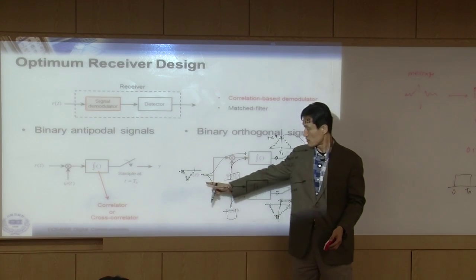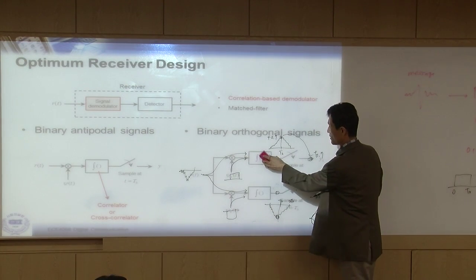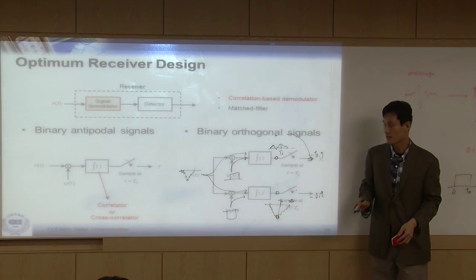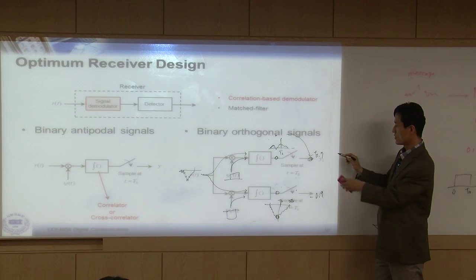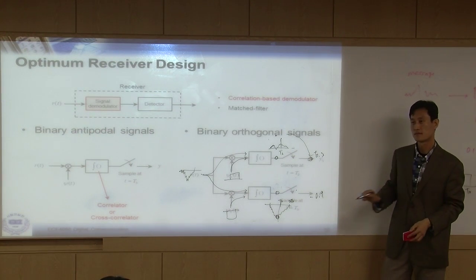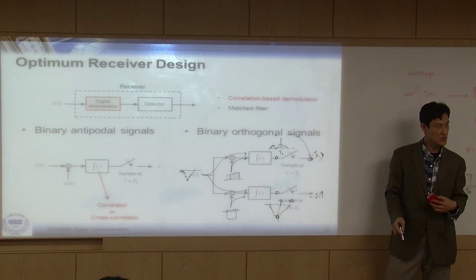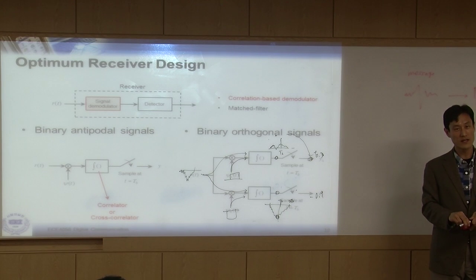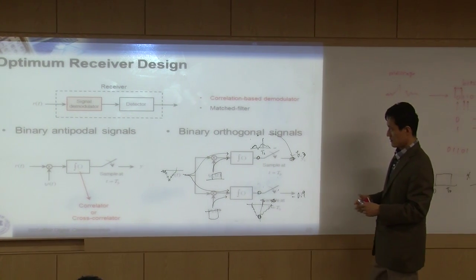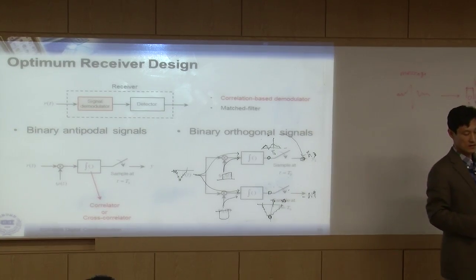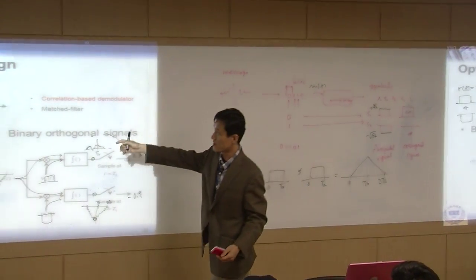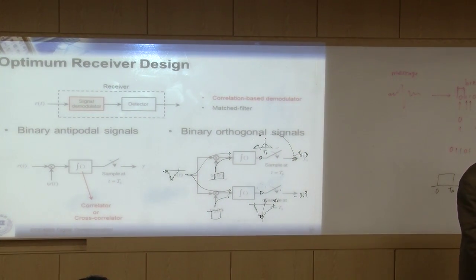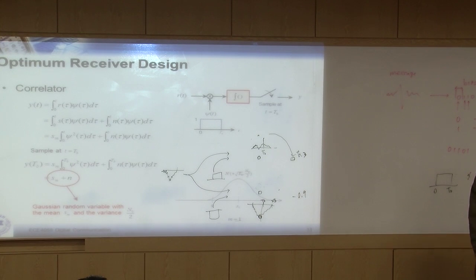What about this correlation? This correlated with this, you probably get something like that. Again, sample at the middle point, you're going to get something like this. So which one is going to be your decision? This one. So that's it. That's the whole idea. Okay, that's the whole picture. That's how the optimum receiver is going to work. That's your optimum decision. Okay, that's the idea.